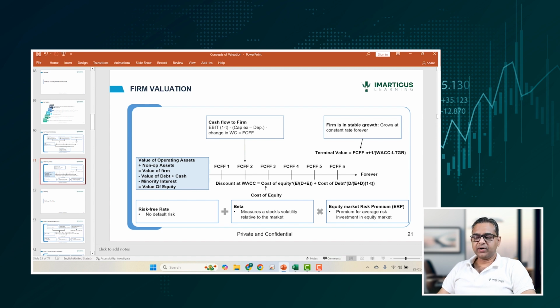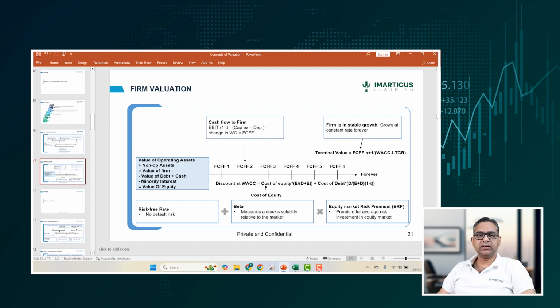Free cash flows to the firm, as we have seen previously, are calculated as NOPAT, which is EBIT into 1 minus tax rate, minus capex plus depreciation, minus increase in net working capital. That will give us free cash flows to the firm, which we are going to forecast for the explicit period, and then we will calculate the terminal value for all the free cash flows to the firm we are going to get after the explicit forecast period till infinity.